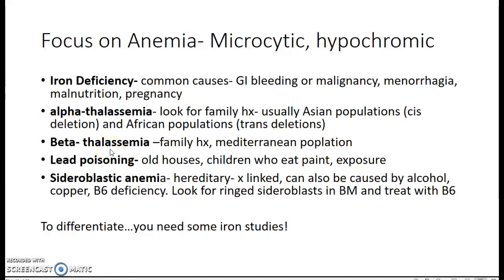Lead poisoning, the classic is kids who ate paint in old houses. So you're looking for some sort of exposure, as well as the other symptoms of lead poisoning, so abdominal pain, maybe some neuropathy, stuff like that. Sideroblastic anemia is hereditary. It's X-linked, so look for it in boys. It can also be caused by other things, not necessarily genetic: alcohol, copper, B6 deficiency, medications that cause B6 deficiency, like isoniazid. And look for ring sideroblasts to be your thing. But to differentiate between all these, you really need some iron studies.